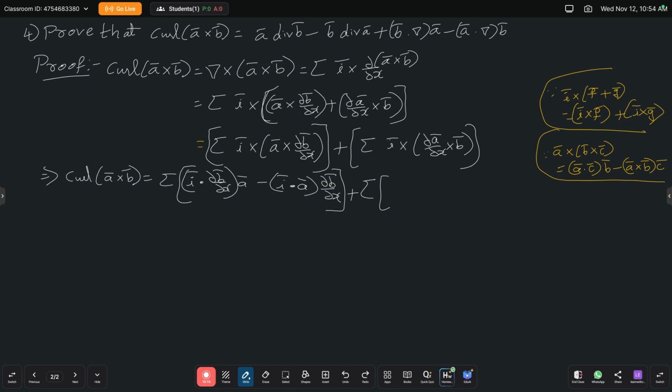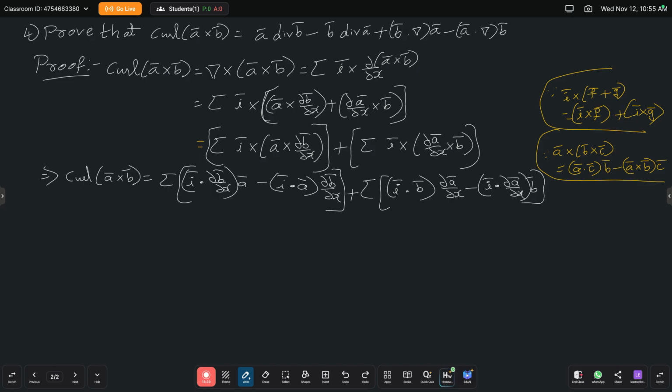again in the form of A bar cross of B bar cross C bar. So how can we write this as I bar dot B bar into dou A bar by dou x minus I bar dot dou A bar by dou x into B bar. Okay, so now I will remove the brackets, and for all the terms we take the summation.